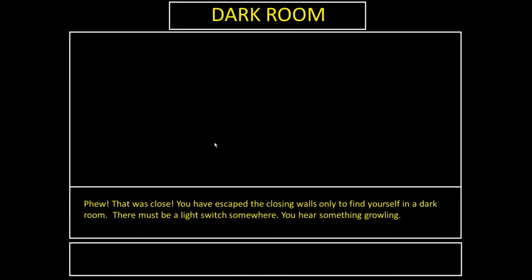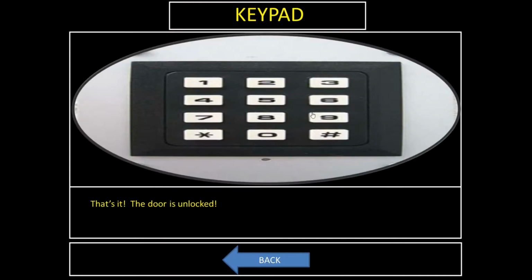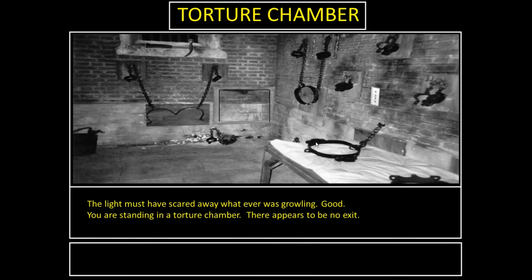5317. Okay, so we have to locate something in this room. I don't remember where it is. Show me a finger, please. There it is. Okay. Start from control panel, 5317. Wow, this is a terrible place to restart. And it was right here. Click. Okay, light switch. Awesome.